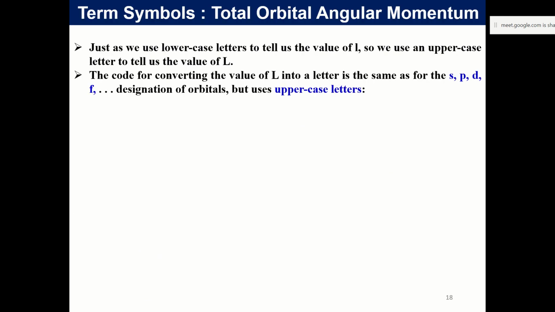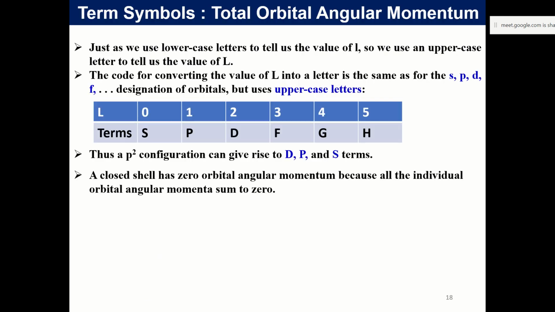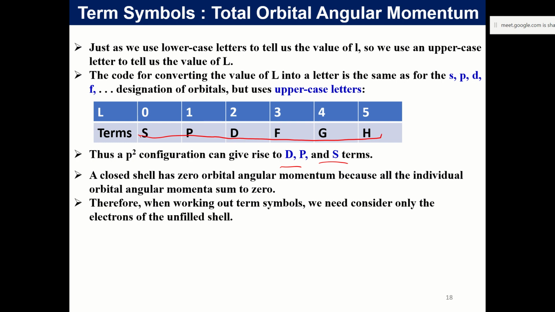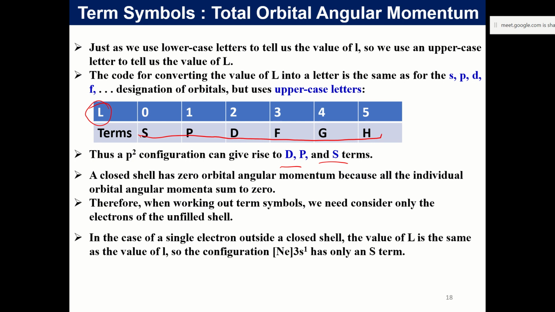Okay, so we have already discussed in the previous class S, P, D, F. You see the capitals. For a single electron we were using small letters, here we are using capital letters. That's the only difference. Once you have calculated L, it is easier to decide what to write.